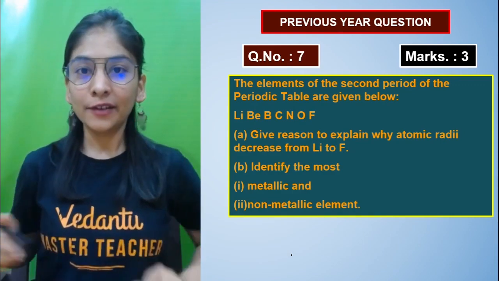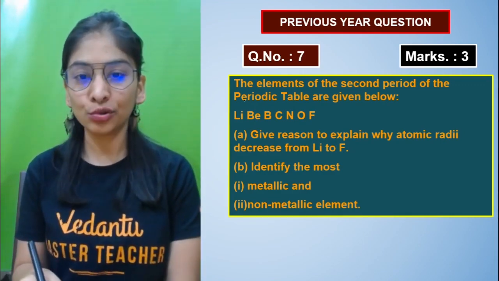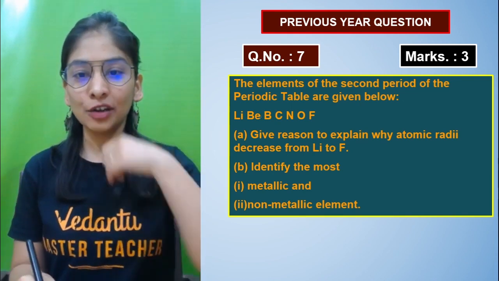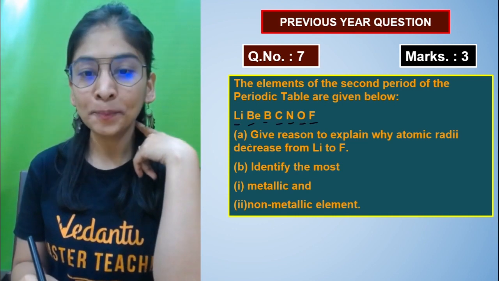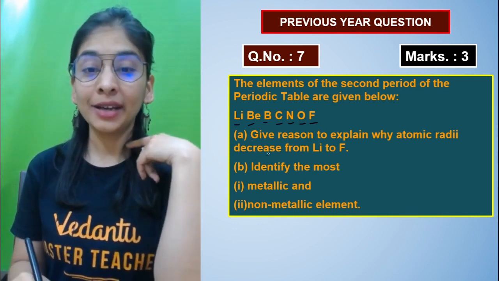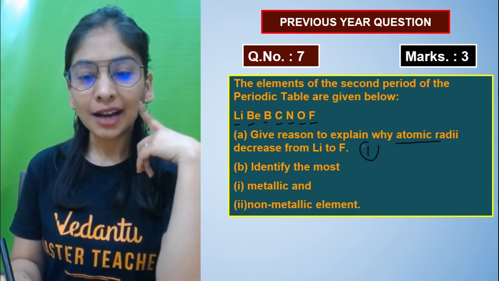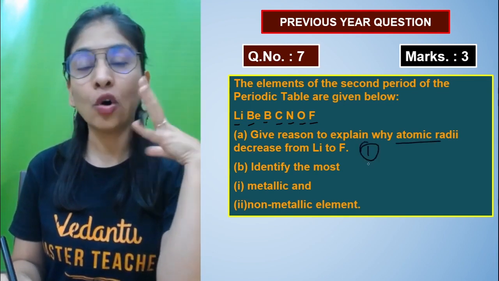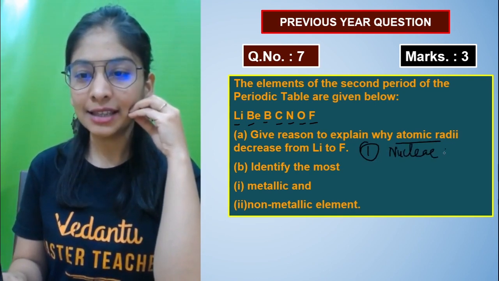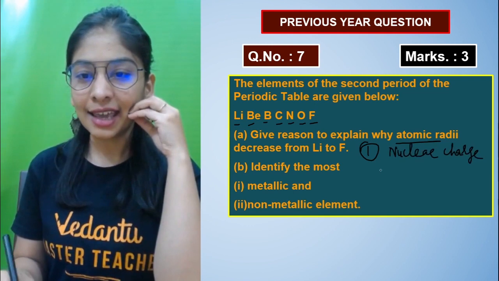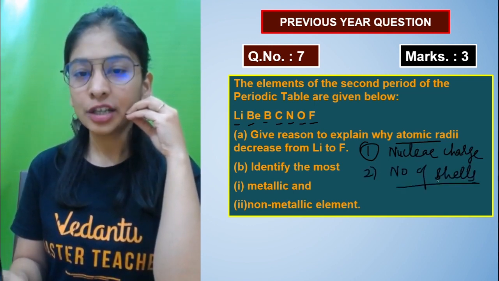Now question number 7, which is important, and it is for 3 marks. Let's see how to do that. The elements of the second period of the periodic table are given below: lithium, beryllium, boron, carbon, nitrogen, oxygen, fluorine. Give a reason to explain why atomic radius decreases from lithium to fluorine. These are the two main factors. Never forget this. This will help you solve all the trends problems. One is nuclear charge, something we discussed in the last question also. And the second thing is the number of shells.